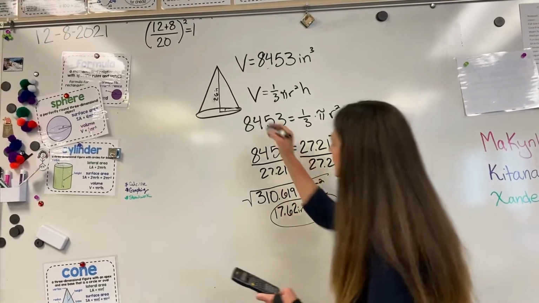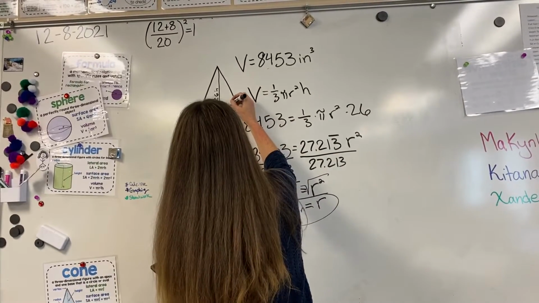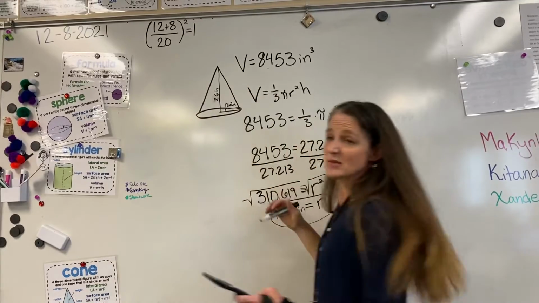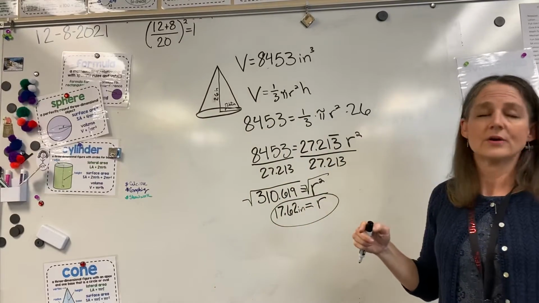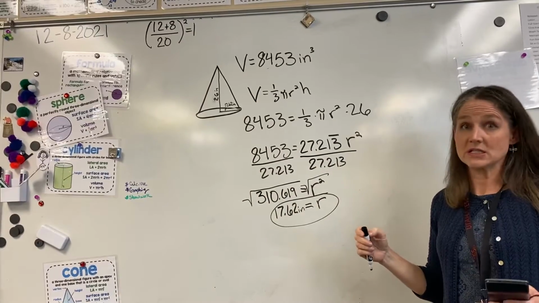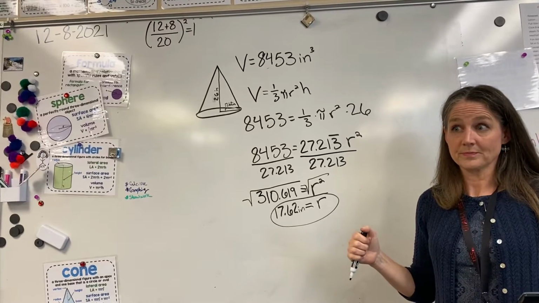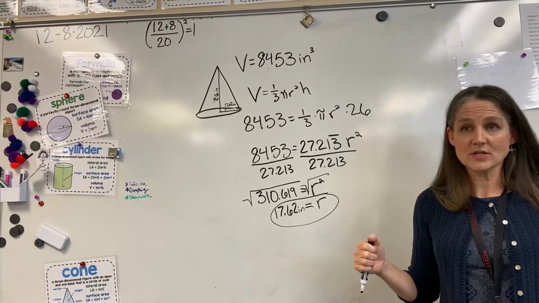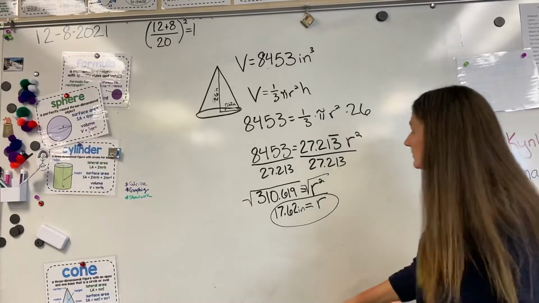So this radius is 17.62 inches. Are these going to be beautiful, pretty numbers today? No, they're really not. But you're going to need to use a calculator today. Should we do a cylinder? Please do a sphere.